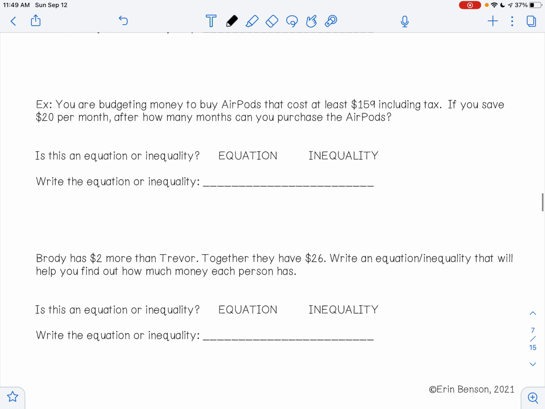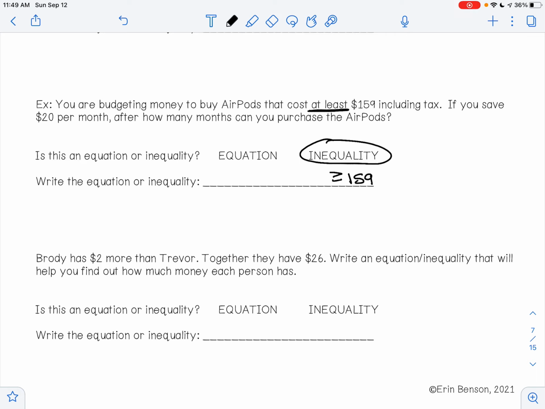For the next example, you are budgeting money to buy AirPods that cost at least $159, including tax. If you save $20 per month, after how many months can you purchase the AirPods? The key phrase in this word problem is at least. That tells me that this is an inequality. So if I know that it is at least $159, this is going to be greater than or equal to $159.